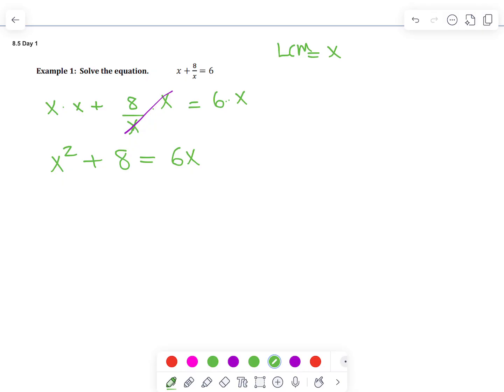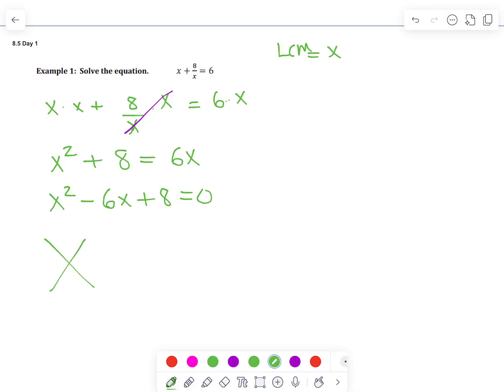Now we're going to write the equation in standard form. So we're going to go ahead and move that 6x to the left side. So we're going to subtract 6x from both sides. Now it's in standard form. Now we're going to factor it.